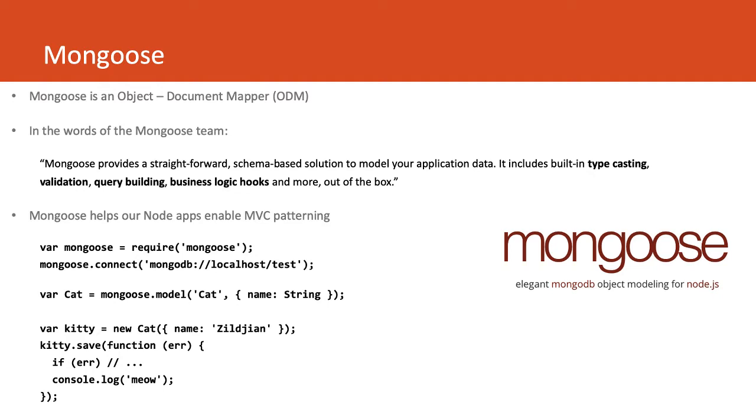So if we wanted to, we could say, in this case for a cat that we've modeled, that the name is always required no matter what. Everything else is optional, but we always want to make sure that we at least have a name for a cat. So in the words of the Mongoose team, Mongoose provides a straightforward schema-based solution to model your application data. It includes built-in typecasting, validation, query building, business logic hooks, and more out of the box, which some of you might not necessarily understand, or probably all of you.